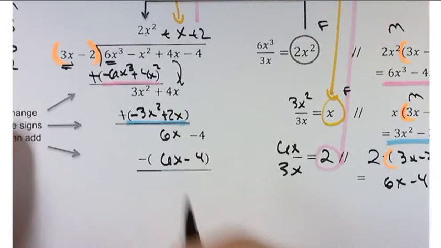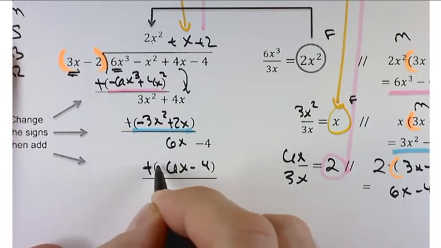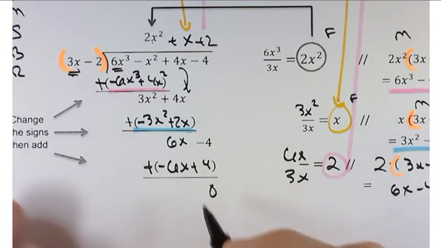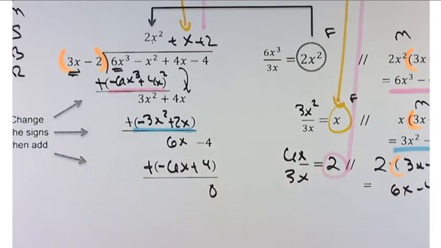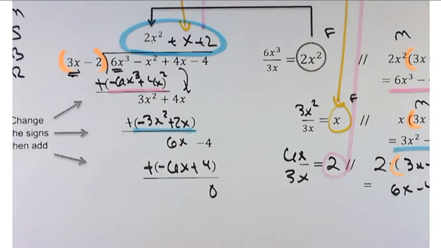And the last step is to change the signs, then add. Let's make that a plus and change both of the signs inside. When I add these together, 4 and negative 4 gives me 0. 6 and negative 6 gives me 0. So there's my answer right here. 2x squared plus x plus 2.